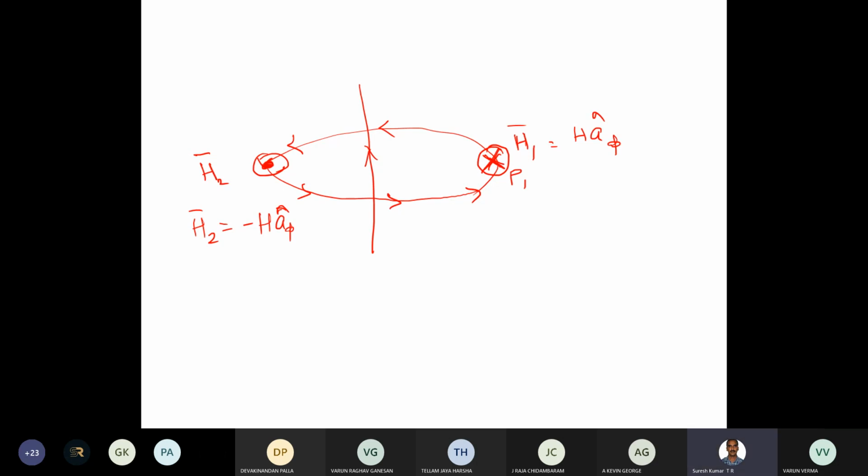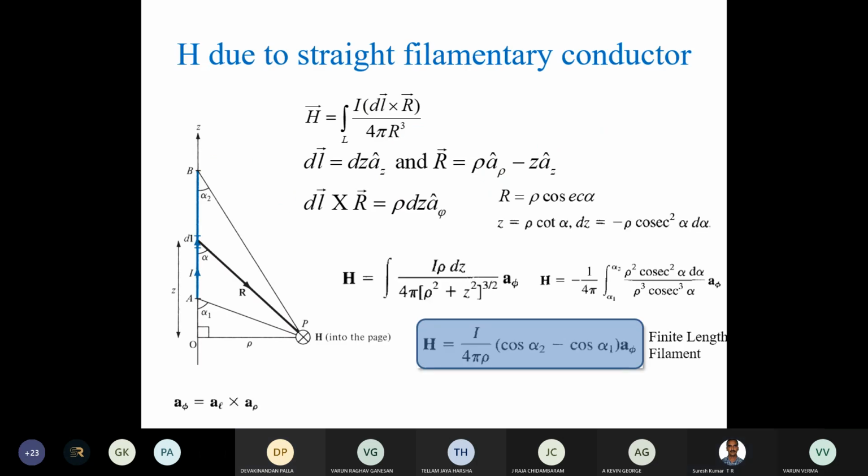Would it be minus a phi or plus a phi? Oh, plus. Sir? Pardon? I think minus. Better you check with this diagram and see where that minus sign came from. Everything I told earlier, this is a critical step, right? So dl vector cross r vector, that is the source, this is the field. If you take the cross product, this will give you the resulting direction of the magnetic field.